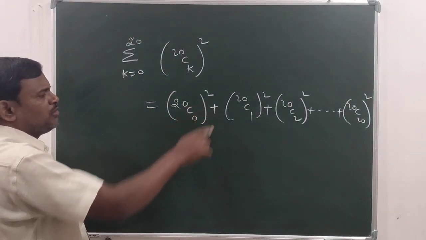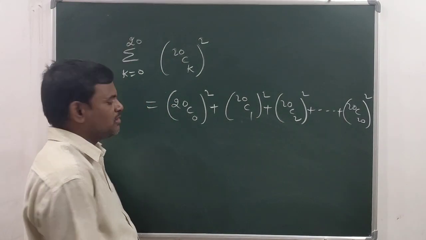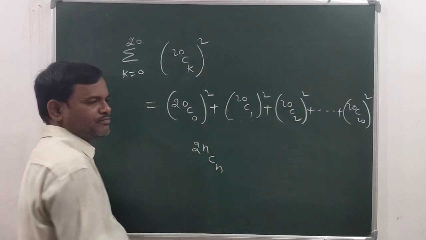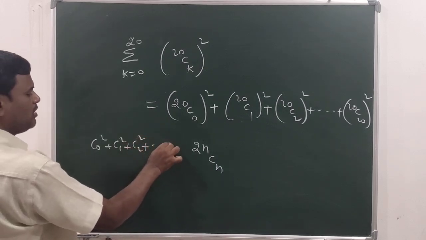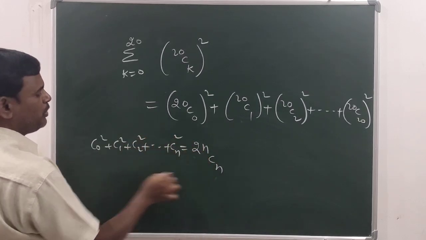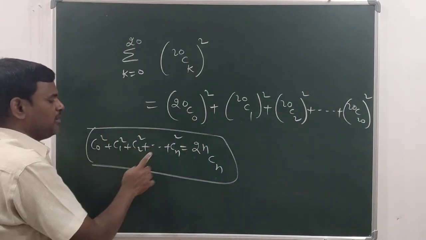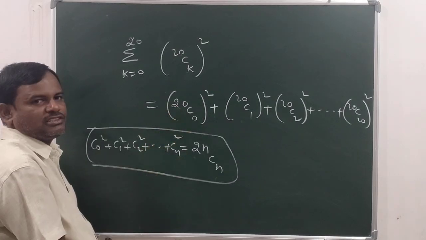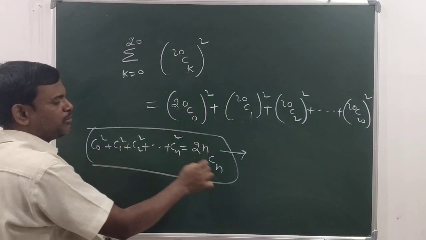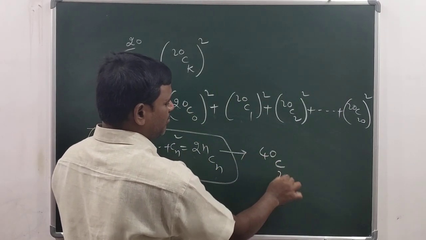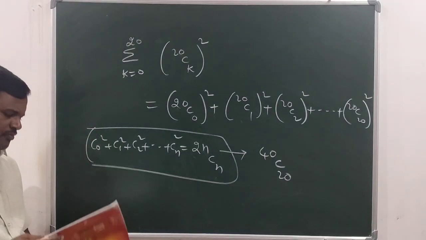Yes, you know, C0 square plus C1 square plus C2 square. Just now I told you one formula. What is that? 2n Cn. C0 square plus C1 square plus C2 square and so on, Cn square, which is equal to 2n Cn. You read it in the concept. So this looks like this formula. In the place of n, 20 is there. Hence this result would be, in the place of n write 20, 2 times 20 is 40. 40C20 is the required answer. Okay? Right.